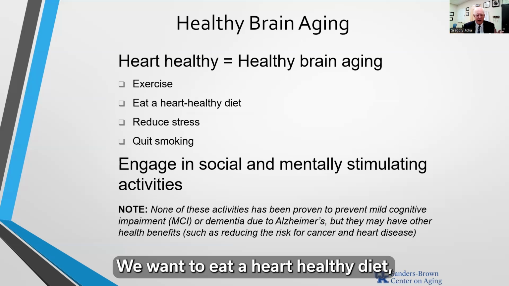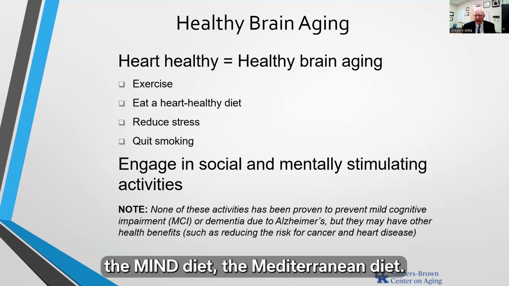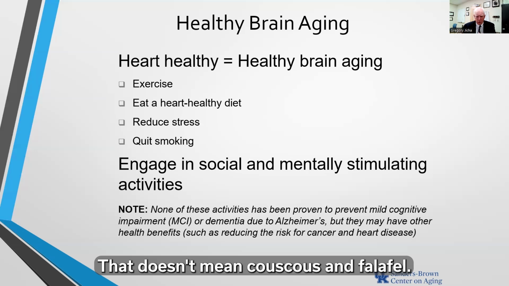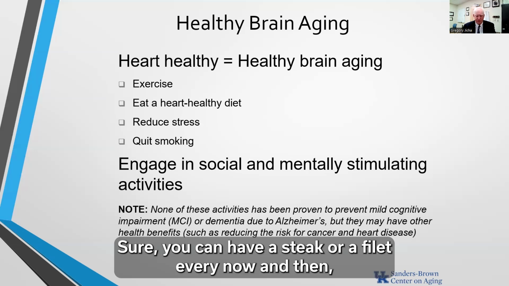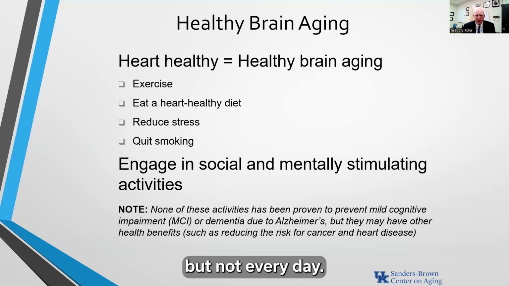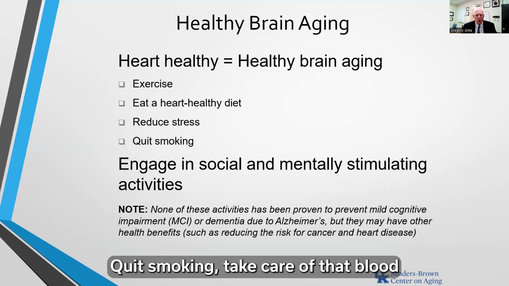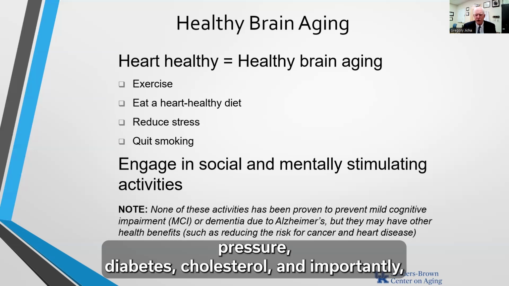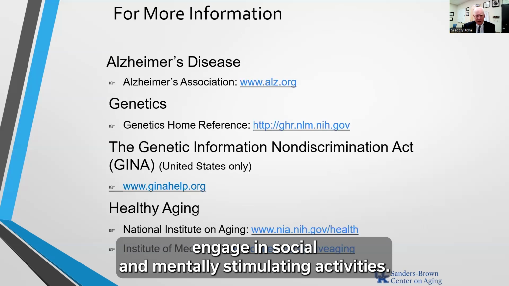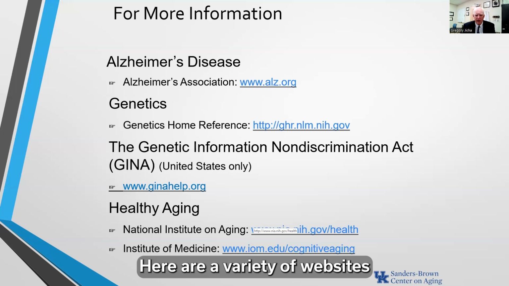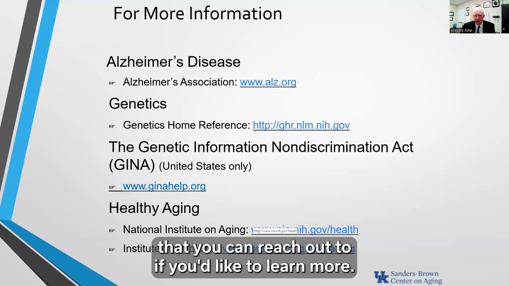We want to eat a heart-healthy diet. The MIND diet, the Mediterranean diet, that doesn't mean couscous and falafel. It means rich in fruits and vegetables, low in red meat. Sure, you can have a steak or a filet every now and then, but not every day. Reduce your stress. Quit smoking, take care of that blood pressure, diabetes, cholesterol, and importantly, engage in social and mentally stimulating activities.